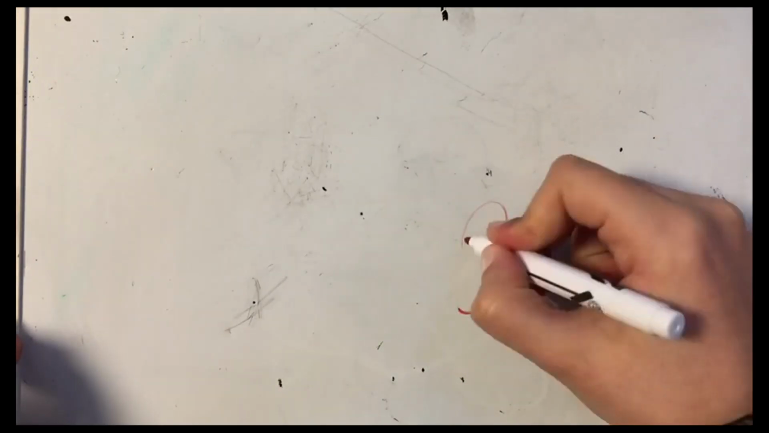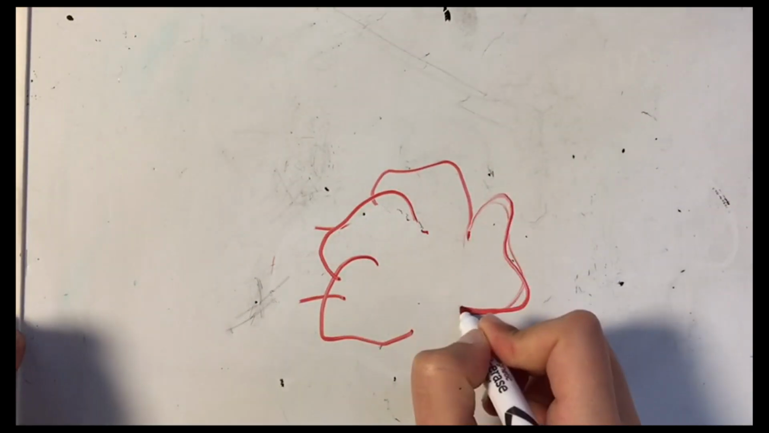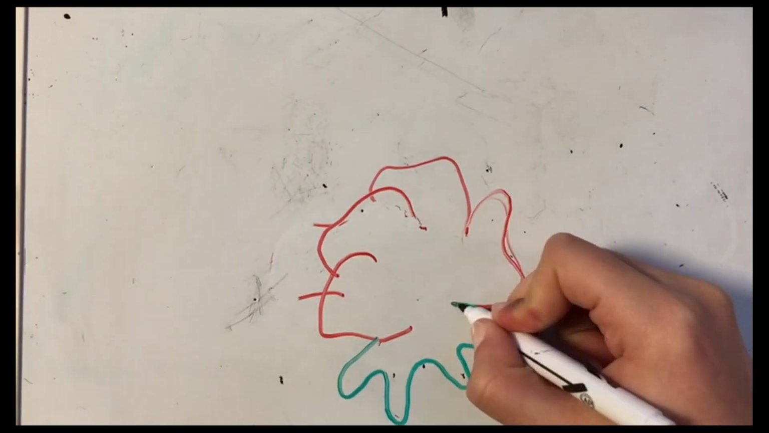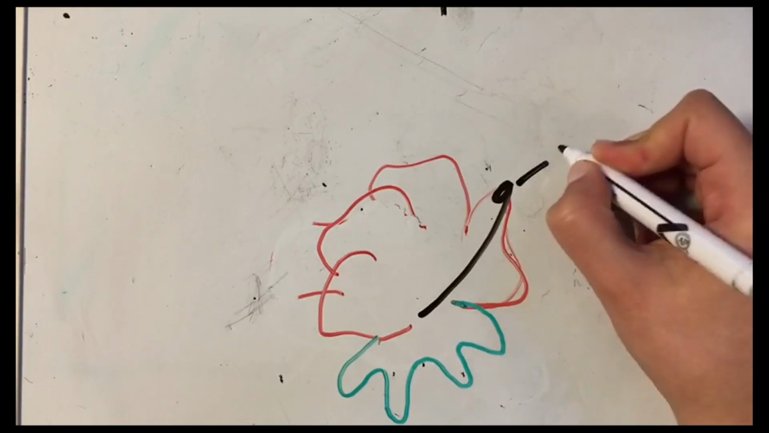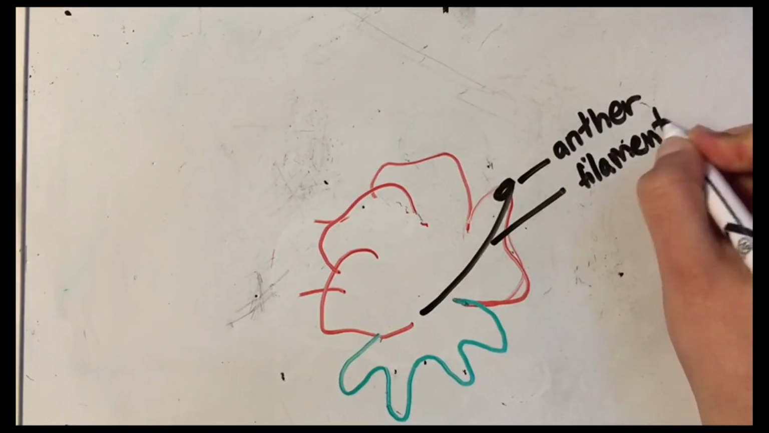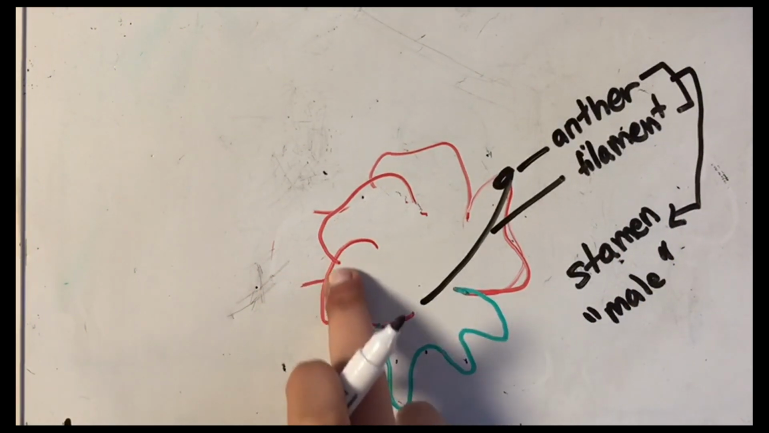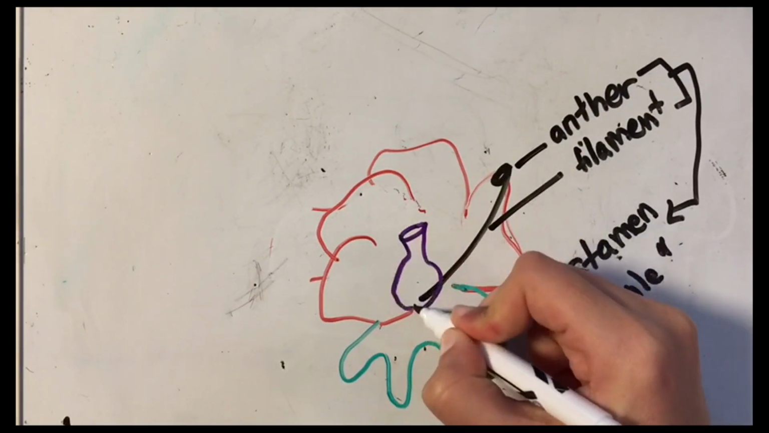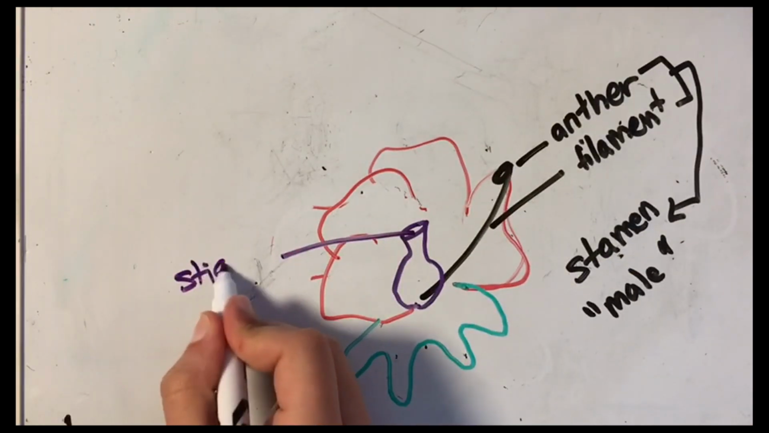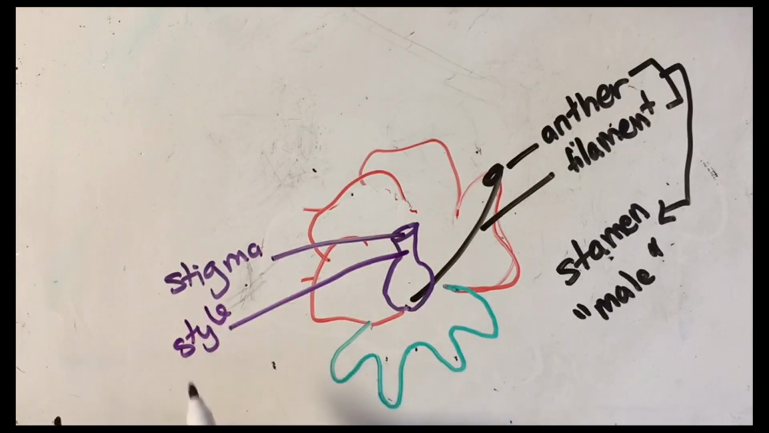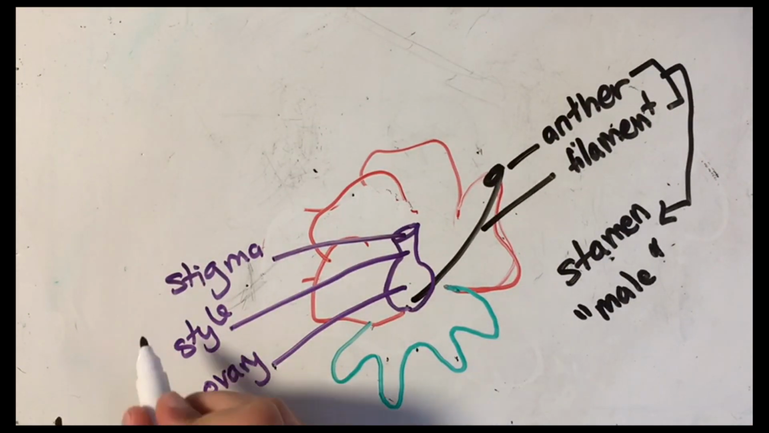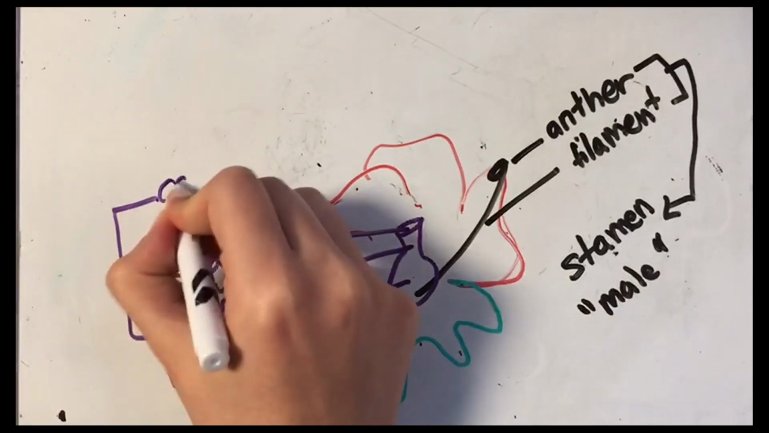Let's look into the generic structure of an angiosperm, keeping in mind that not all angiosperms look like this. Many don't have petals or only have a male or female reproductive organ. So the anther and filament make up the stamen. This is the male reproductive organ. Now, the stigma, style, and ovary form the carpel, the female reproductive organ.